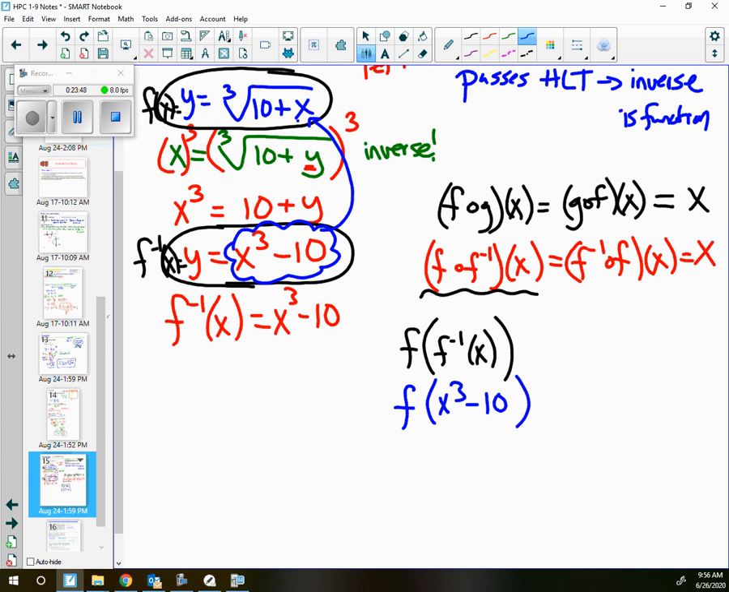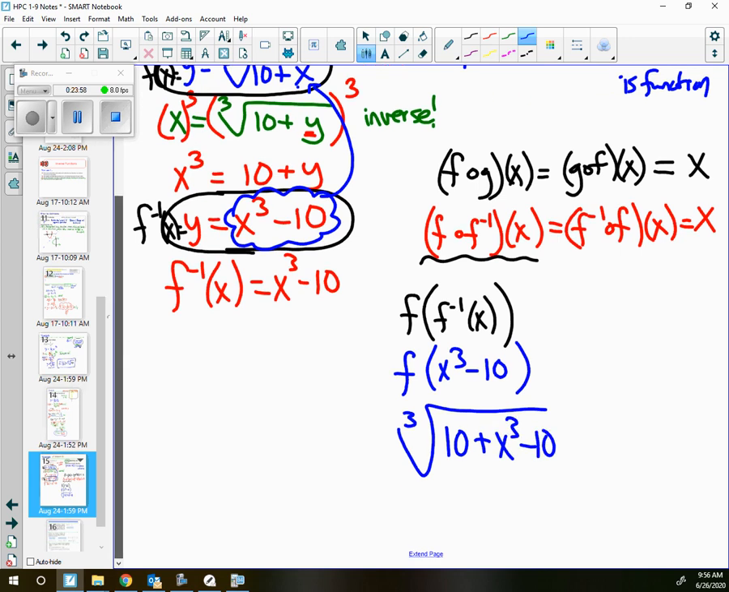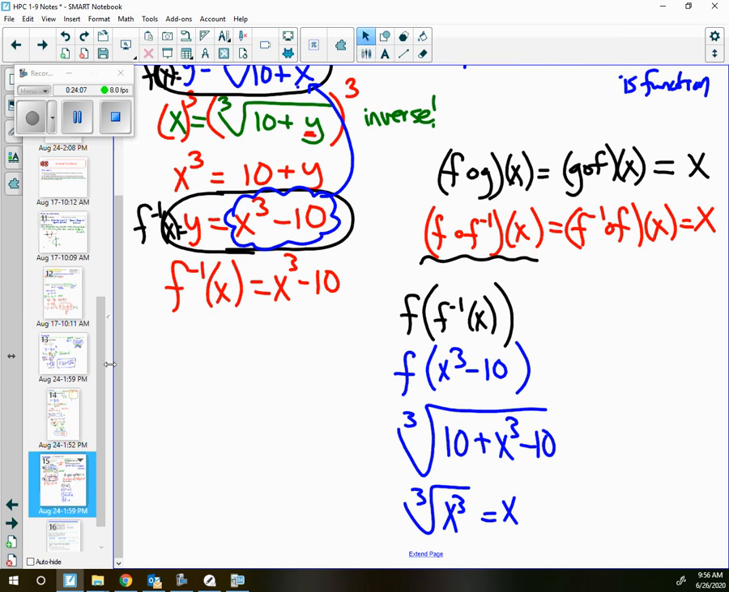So that would be the cube root of 10 plus, then I'll substitute in my x cubed minus 10. Well, what happens in that case? Well, the 10s add to 0. You're left with the cube root of x cubed. Well, that's just x, so we're halfway there. That's the identity function.